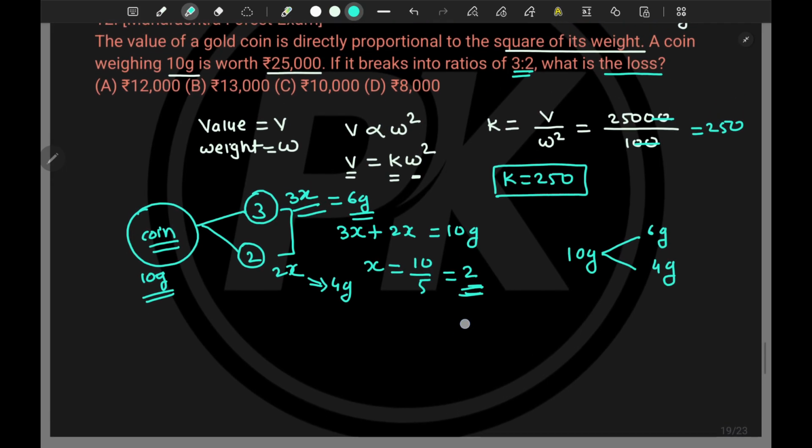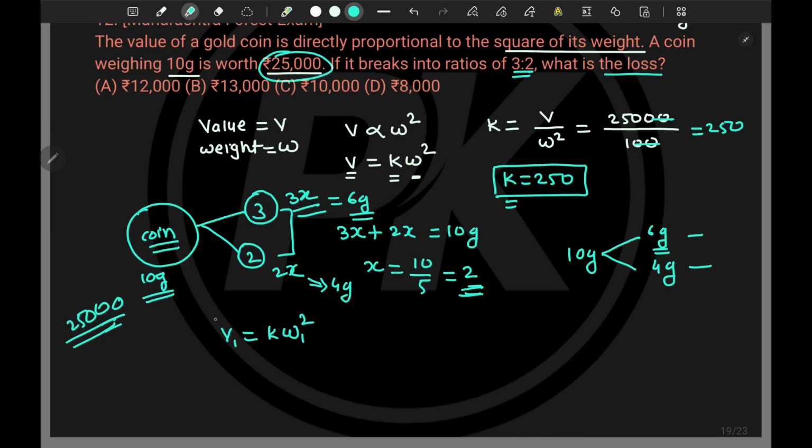Now we know the cost is directly proportional to what? The square of weight, that is given. And we know the proportionality constant. We know the earlier value of the coin. What was the earlier value of the coin? It was worth rupees 25,000. Now we have to find out the new value for these two coins. So let's find out the value for the 6 gram coin. We will consider v1 is equal to k into weight square.